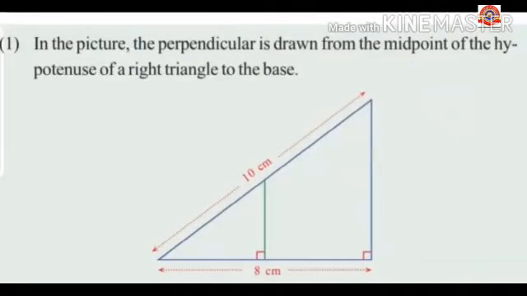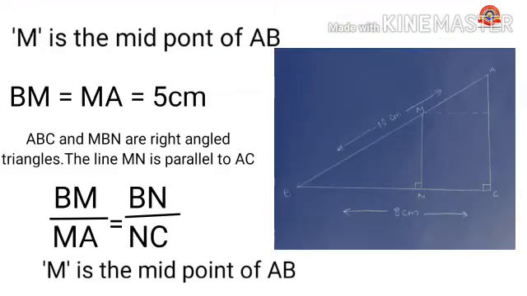Let's start. In the first question, we have to calculate the length of the third side of the large right-angled triangle and the length of all three sides of the smaller triangle, right? In the figure, given that M is the midpoint of AB, therefore BM is equal to MA is equal to 5 centimeter. Since ABC and MBN are right angled triangles, the line MN is parallel to AC.